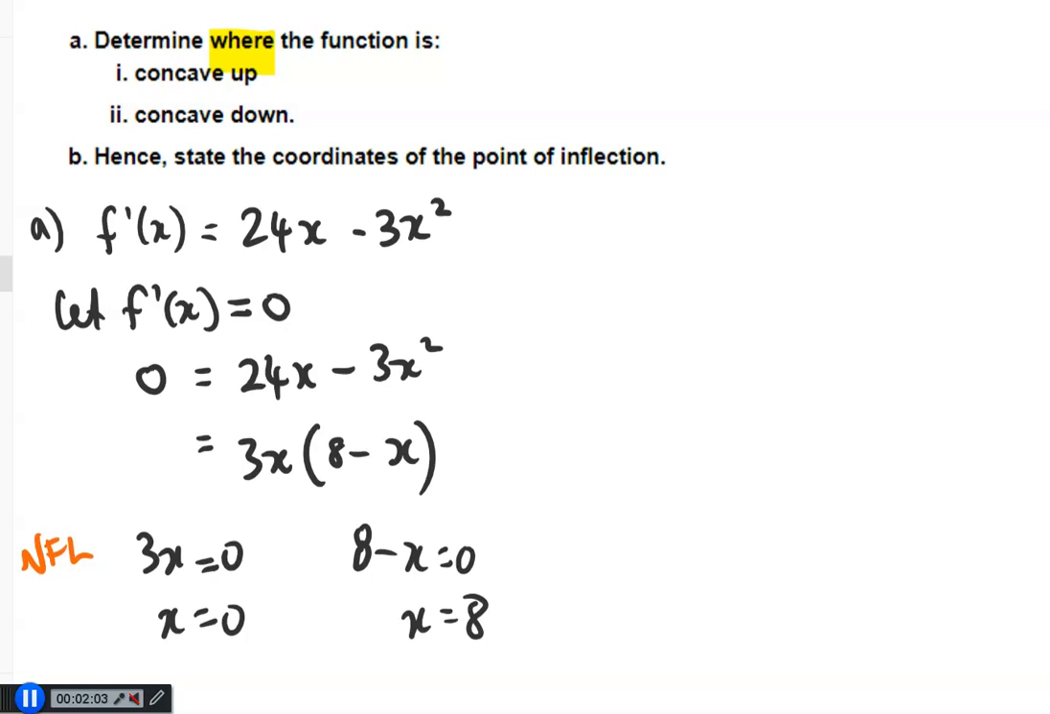That's right, now we need to determine where it's concave up and concave down. So how do we do that? Yeah, we can use the first derivative test or we can use the second derivative test. Because it's a simple polynomial, and we've already differentiated, so it's a quadratic. If we take the second derivative, it's going to become a linear function. Really easy to work with. It's easier to do the second derivative test, as long as it works. We'll find out. It should do. So the second derivative is going to be 24 minus 6x.